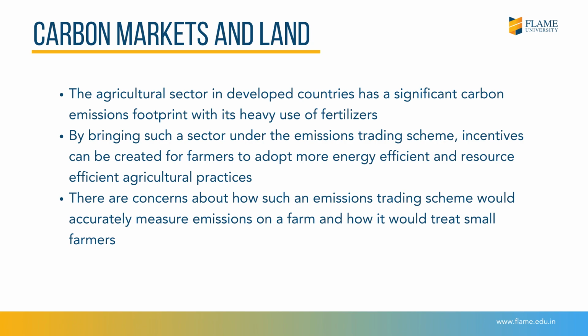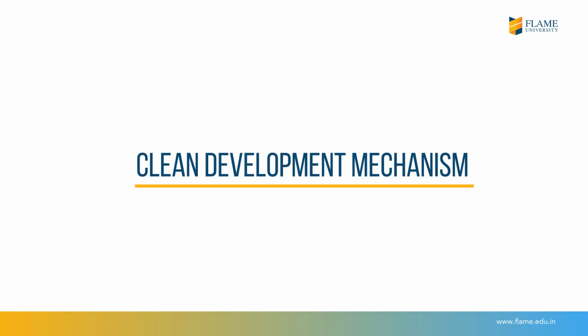By bringing such a sector under the emissions trading scheme, incentives can be created for farmers to adopt more energy efficient and resource efficient agricultural practices in order to end up with a surplus of carbon credit allowances that can be sold for a profit in carbon stock exchanges to industries or farmers that need them. There are concerns about how such an emissions trading scheme would accurately measure emissions on a farm and how it would treat small farmers. But these concerns can be addressed through careful design of the emissions trading scheme.